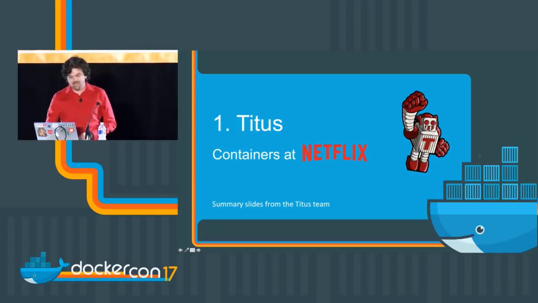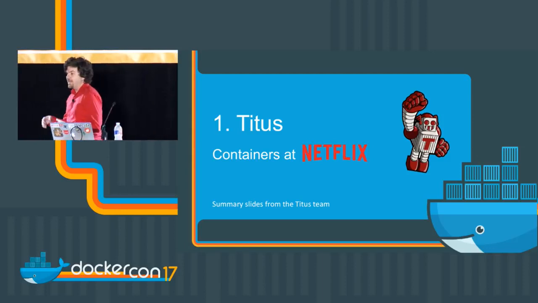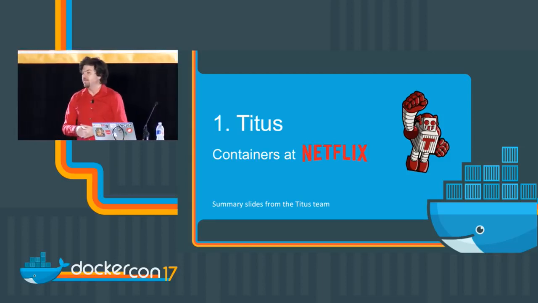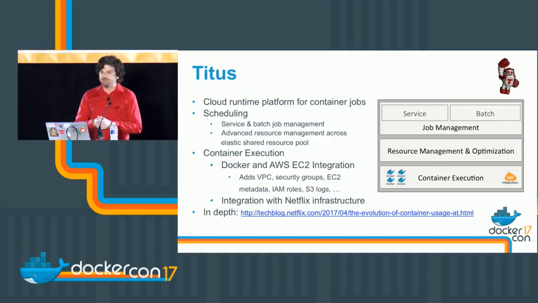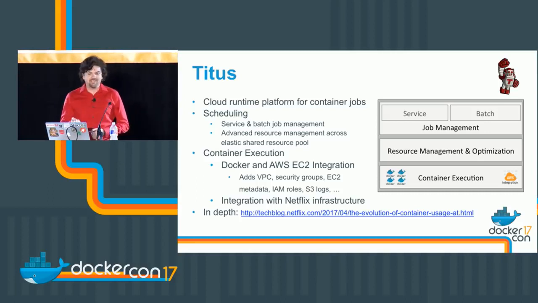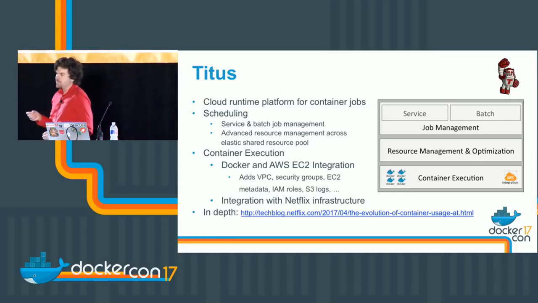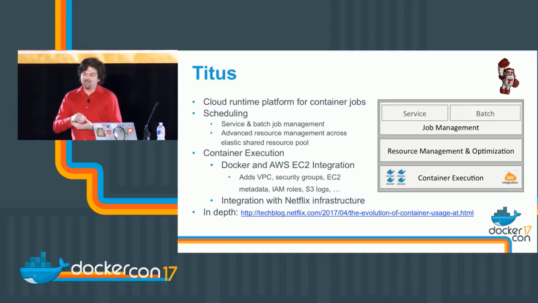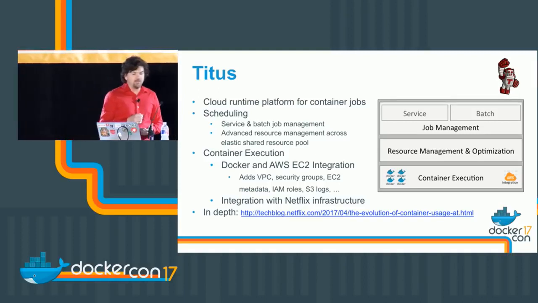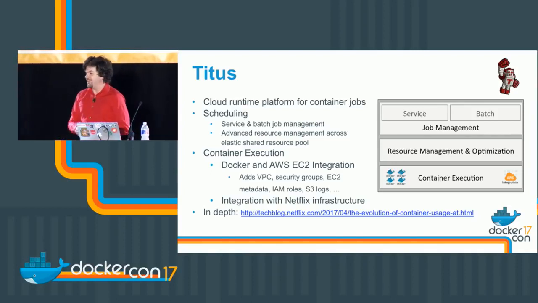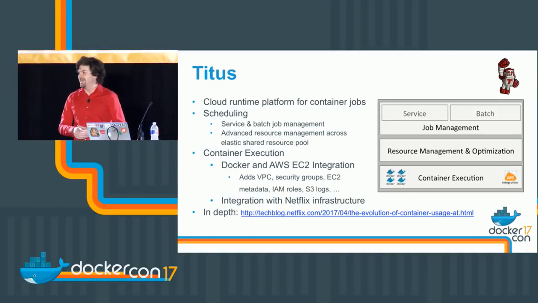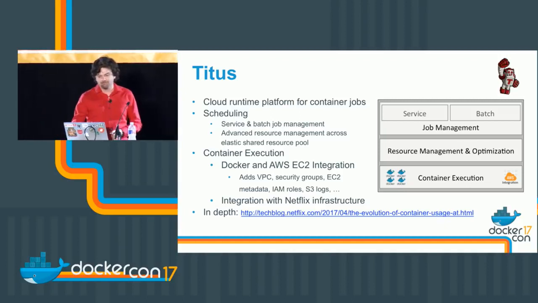Titus. We're using containers at Netflix because it helps developer velocity, it helps manage dependencies, and it helps with the cycle of development. Titus is our cloud runtime platform for container jobs. It manages scheduling and also container execution. That is where it will talk to the AWS EC2 API and also the Netflix API and manage things appropriately for our environment. There was a blog post posted just yesterday on the Netflix tech blog that goes through this in depth from the Titus team, which I recommend reading.